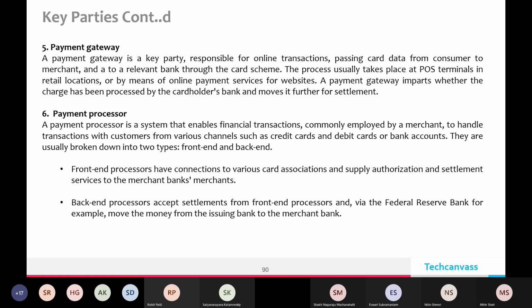So what are the other key parties in the entire credit card transaction? One is the payment gateway. The payment gateway is a key part. Generally, payment gateways are used for online transactions. It gives wide flexibility to customers, and it connects the customer and the merchant. Assume that you started a new website, and you want to allow customers to make purchases.